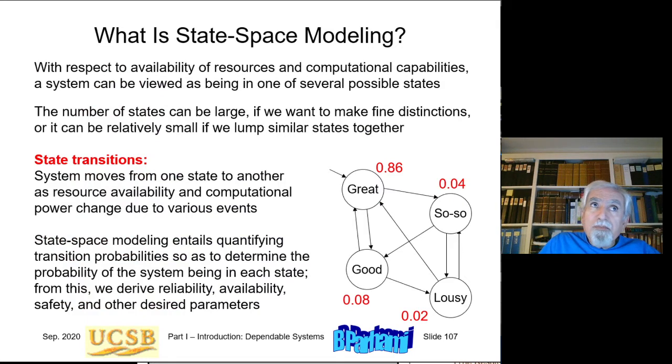Okay, so what is state space modeling? With respect to the availability of resources and computational capabilities, a system can be viewed as being in one of several possible states. And you can basically define as many states as you want as they serve your purpose. So you can make very fine distinctions between different states, or you can lump states together into big blobs. Here on the diagram, you see a very coarse representation of the system as being in one of 4 states. I just call them arbitrarily the great state, the good state, the so-so state, and the lousy state. It's not a very technical example, but you get the picture.